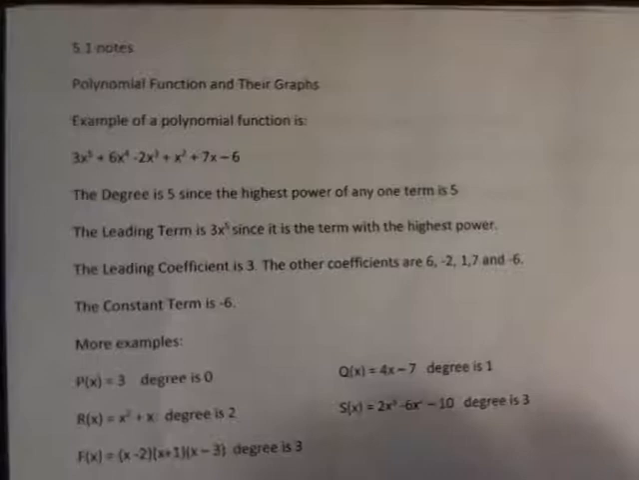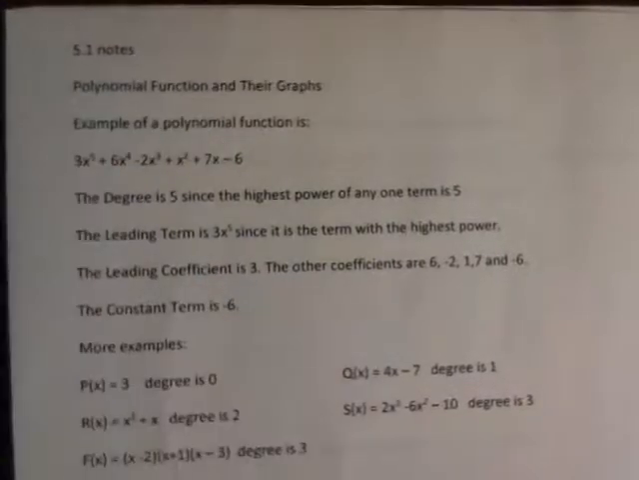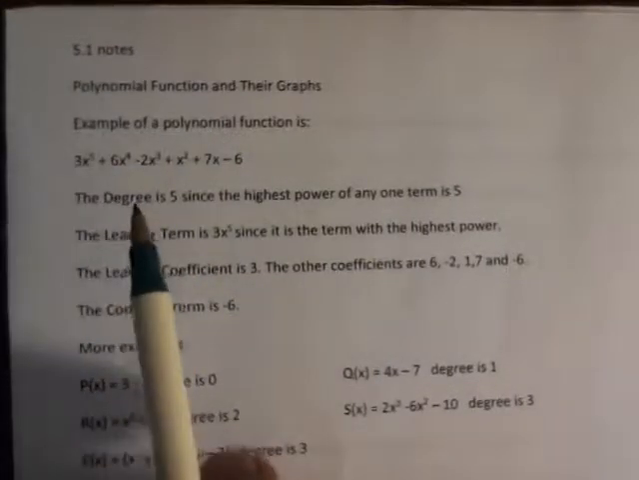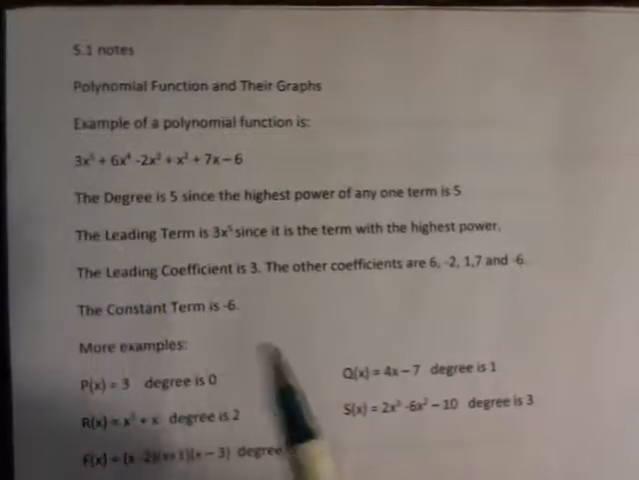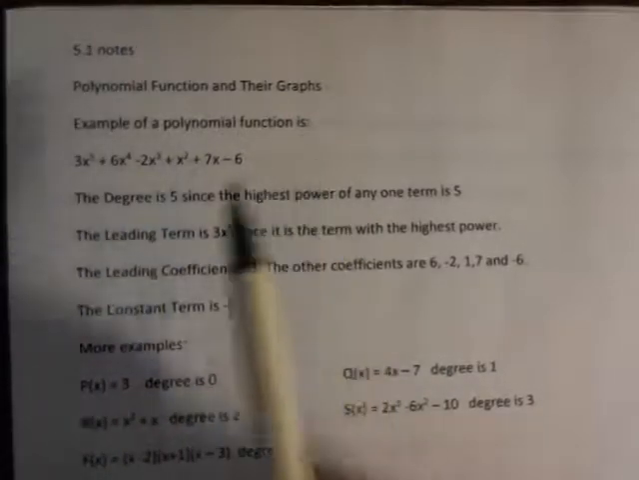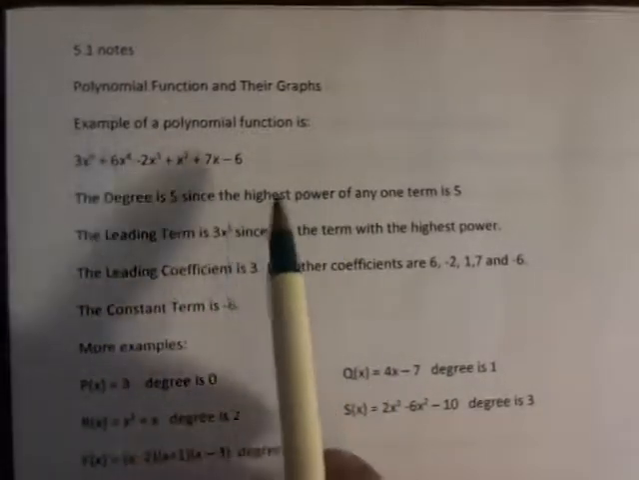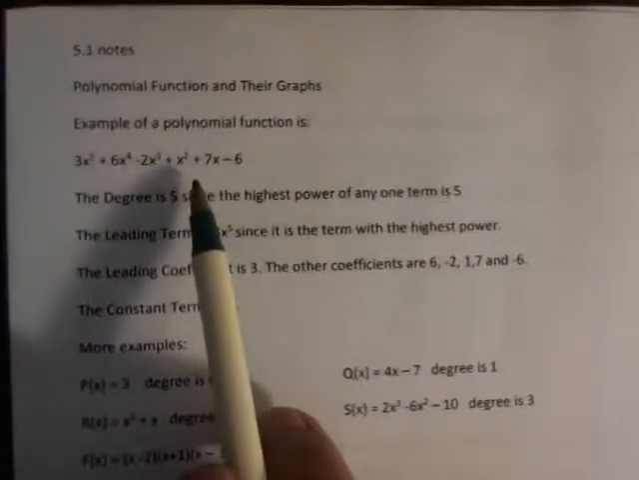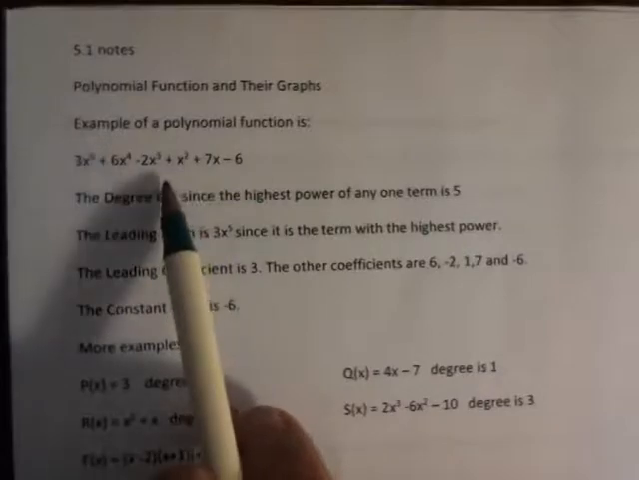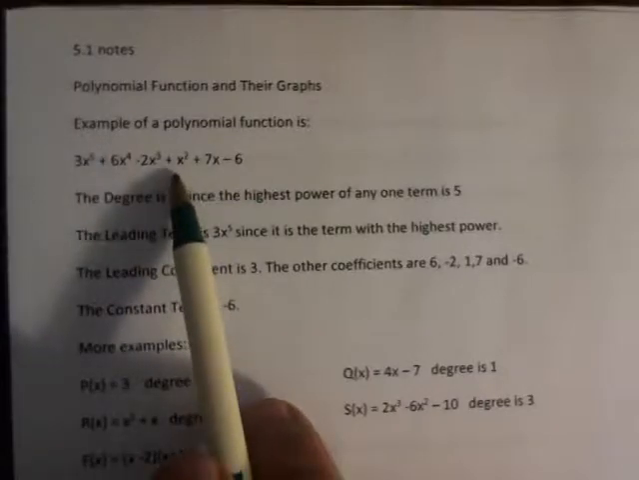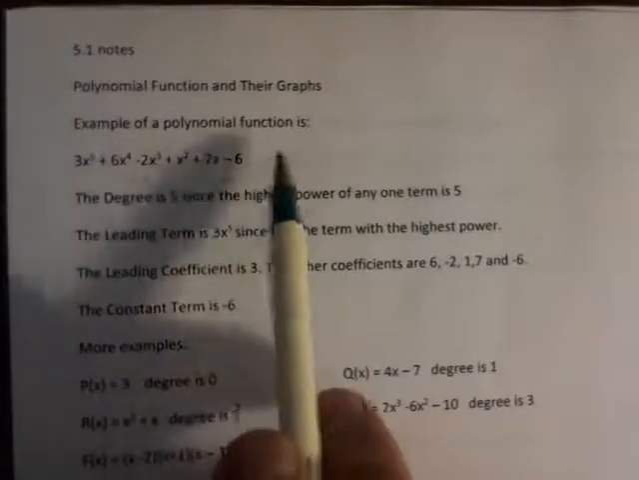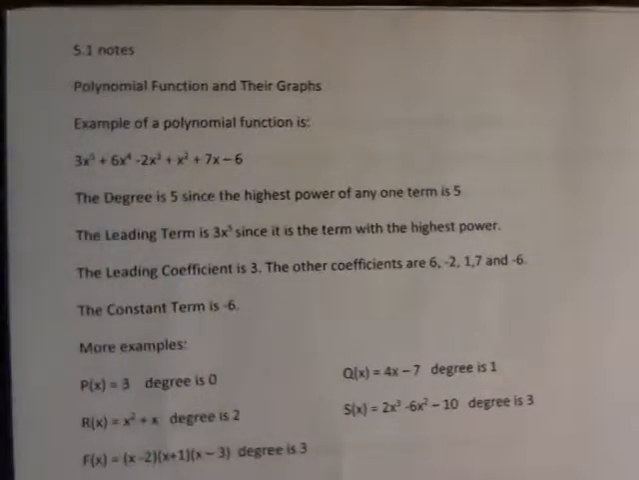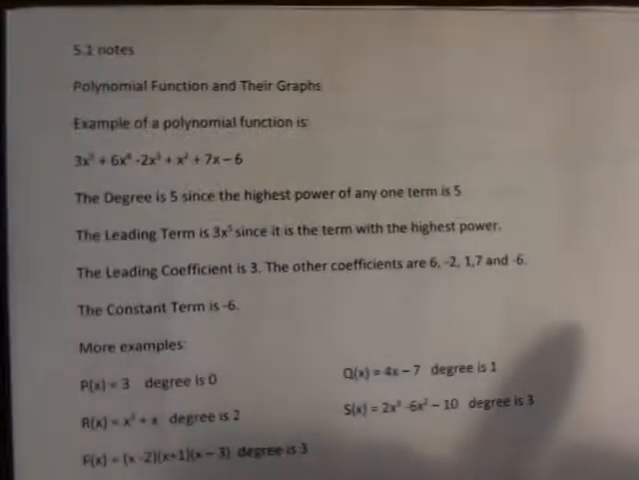All right, in section 5.1, we're going to look at polynomial functions and their graphs. So when we talk about general polynomials, we're talking about equations or functions for that matter that normally have a power higher than 2. Really everything we've been doing so far is considered a polynomial, but we're going to be doing more than linear and more than quadratic.